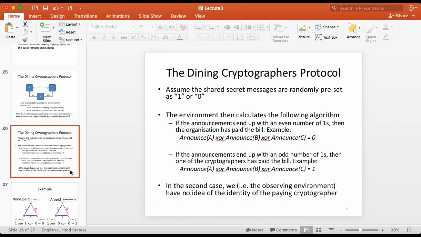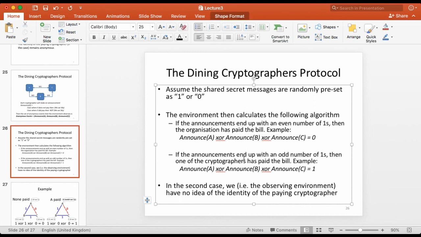Now, moving on, in this case we're assuming that these messages are just 0 and 1. The environment is then going to use an algorithm to decide whether it knows that one of the cryptographers paid or did not pay. Okay, so what is this algorithm? The algorithm is very simple. It takes the three announcements and it XORs them with one another.